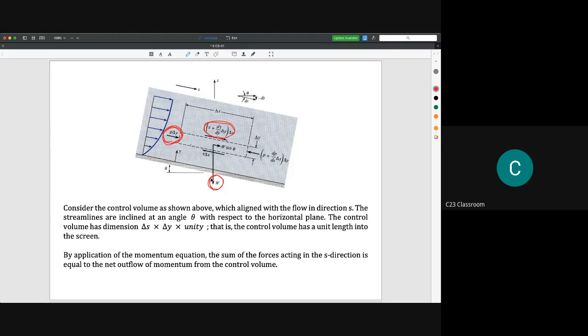Okay, and then you already know that we have scalar and vector quantities, so when we want to solve a vector quantity, we solve it according to its axis. Because the flow is actually flowing down like this, we are focusing on this axis.